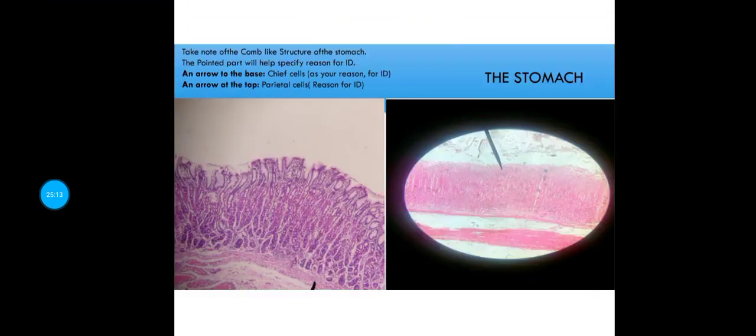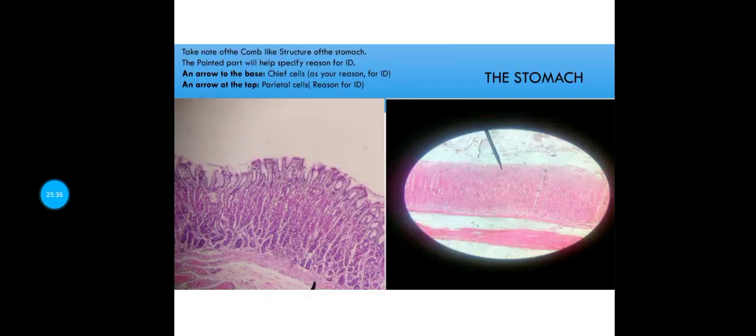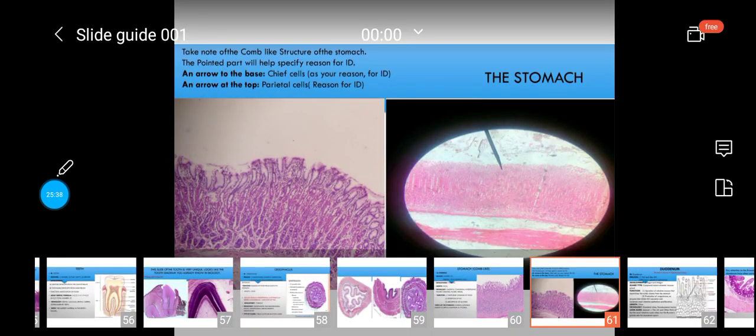Now, okay, let's look at other slides of the stomach. Let's read this note. Take note of the comb-like structure of the stomach. Just like I've said, the pointed parts will help you specify the reason for hiding. If the arrow is at the base, chief cells as your reason for hiding. If the arrow is at the top, parietal cells. So remember what I said before about chief cells and parietal cells.